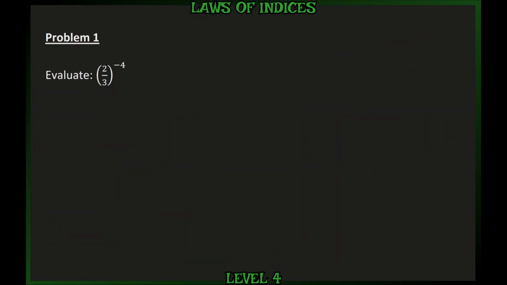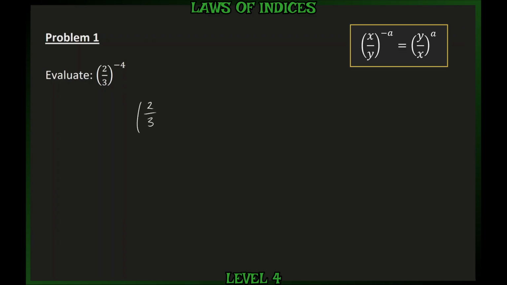In problem 1, we're evaluating (2/3) raised to the power of minus 4. Since we're raising a fraction to a negative power here, we're going to use this law. And the law tells us that we can rewrite (2/3) to the power of minus 4 as (3/2) to the power of 4.